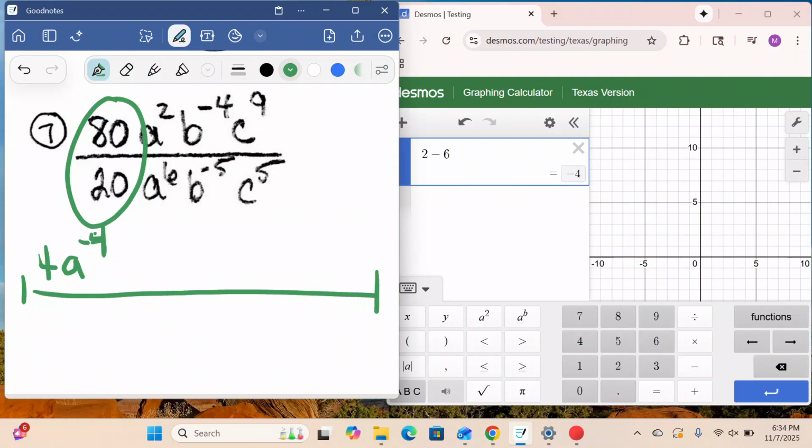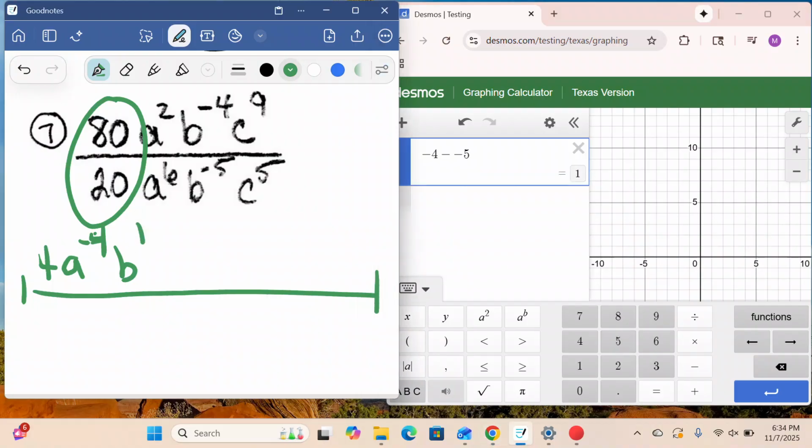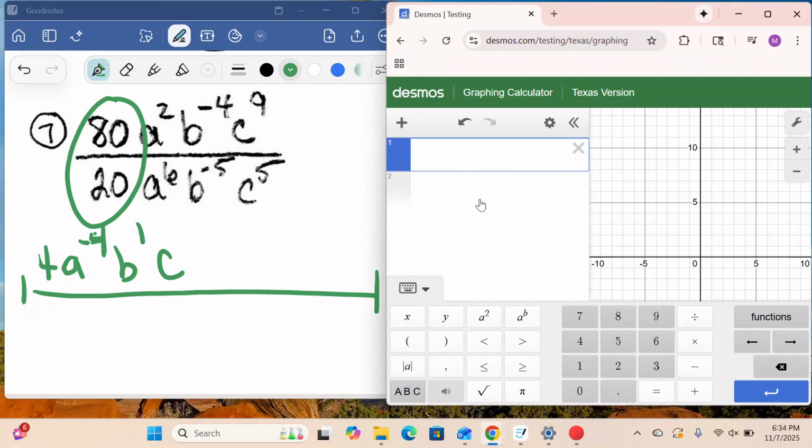And then I have the B's. I have a pair of B's. I'm going to put the B right there. All I have to do is put it on Desmos, and I'm going to put negative 4 exactly the way it is. Negative 4 minus negative 5, double negative, gives me a positive 1. And then, of course, I have a pair of C's. I'm going to keep the C there, and then I'm going to subtract the exponents, 9 minus 5, which is going to be 4.